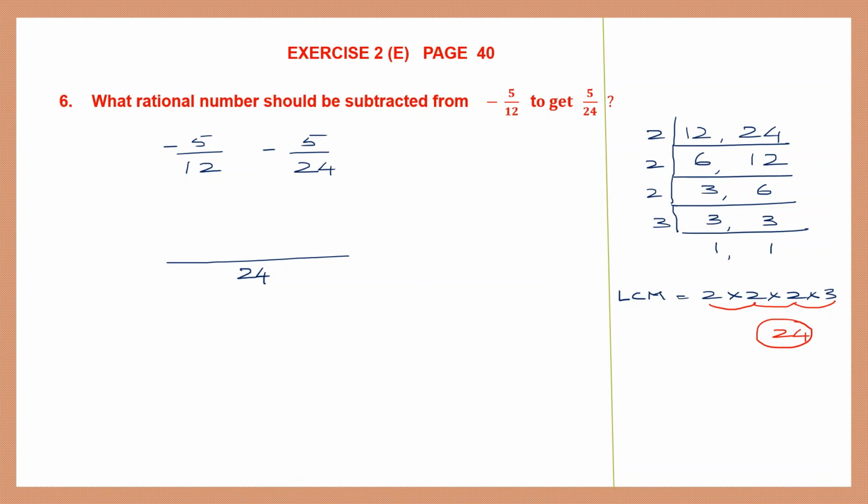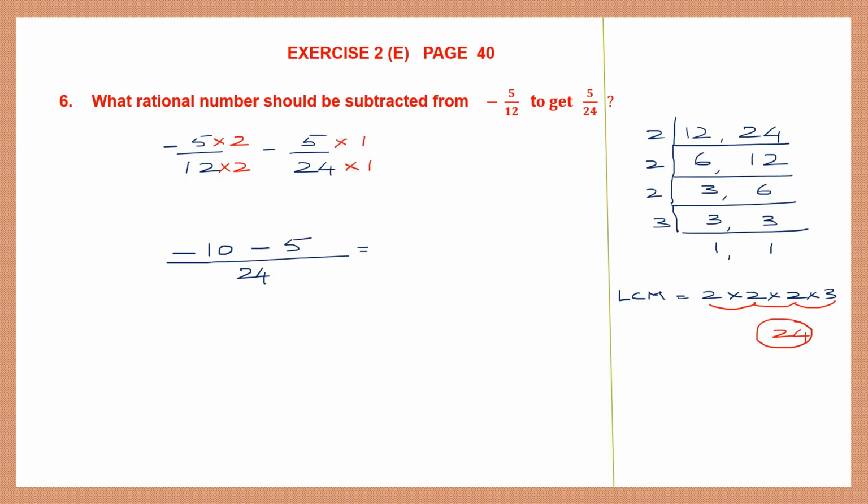Now the first rational number, the denominator is 12. 12 into 2 will give us 24. So multiply minus 5 also into 2. Minus 5 into 2 is minus 10. Let's go to the next one. 24 into 1 is 24. So 5 into 1 is 5. So here we have 5.